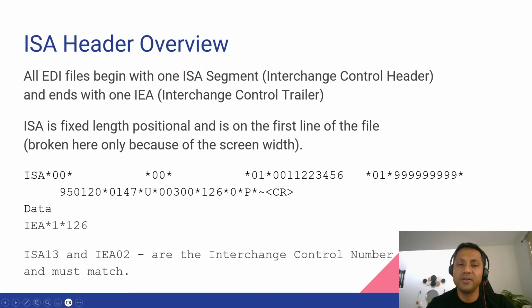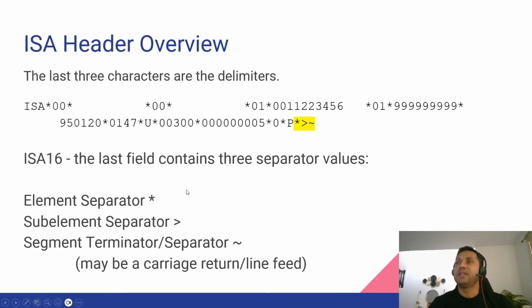Now moving on, let's talk about some of the delimiters. If you see over here, the last three characters in an EDI interchange are very important. In the ISA segment, the first line at the very end, the last three characters are a star, a greater-than sign, and a tilde. These three characters are called delimiters. The terms separator and delimiter mean the same thing in this context.